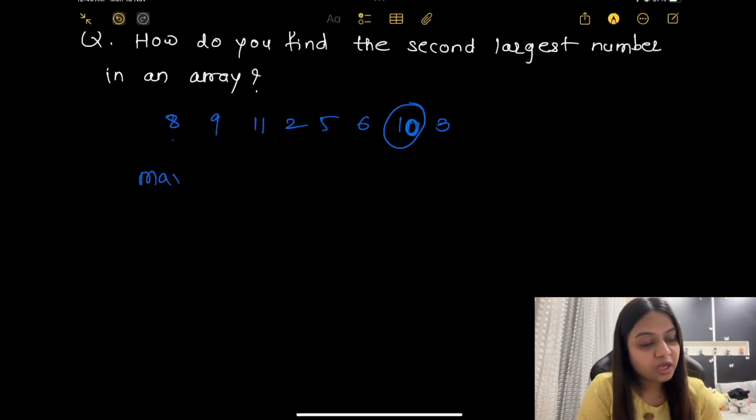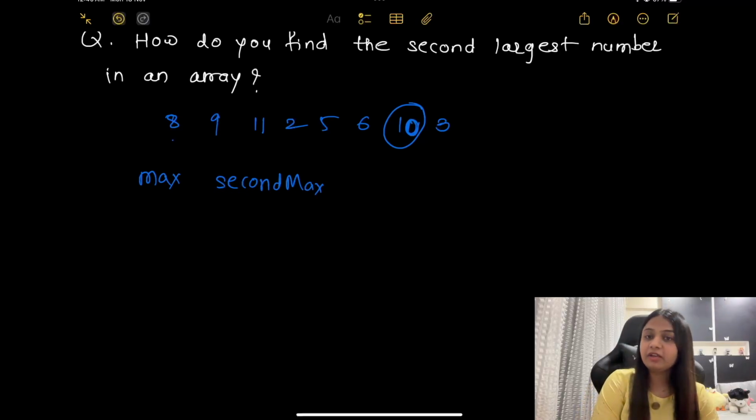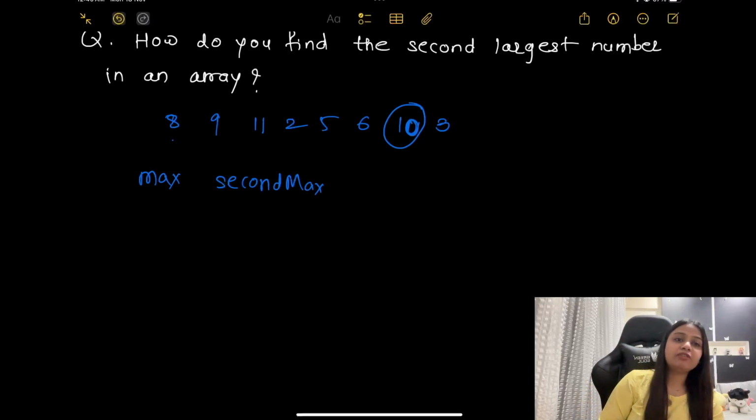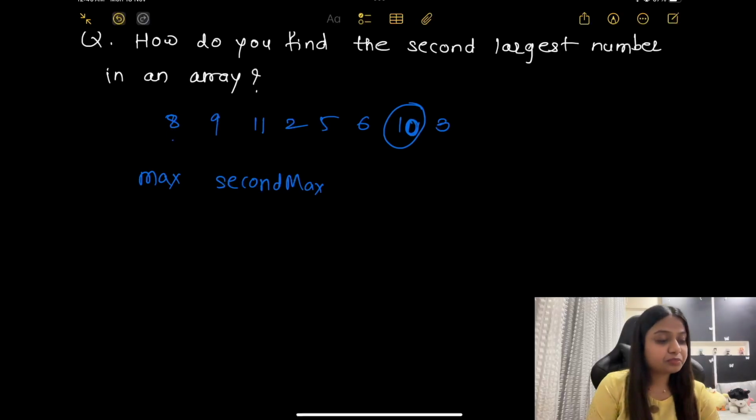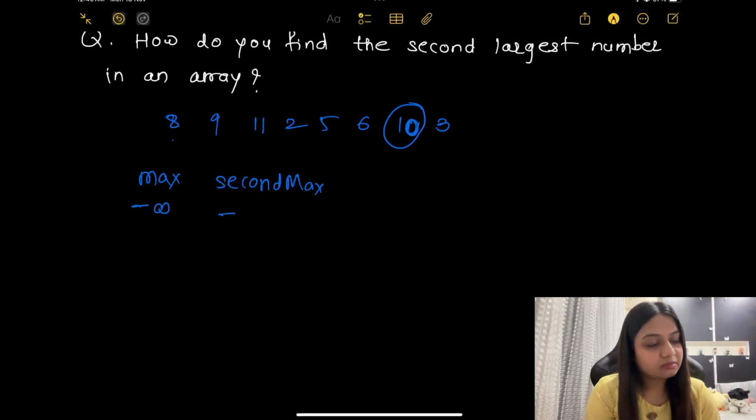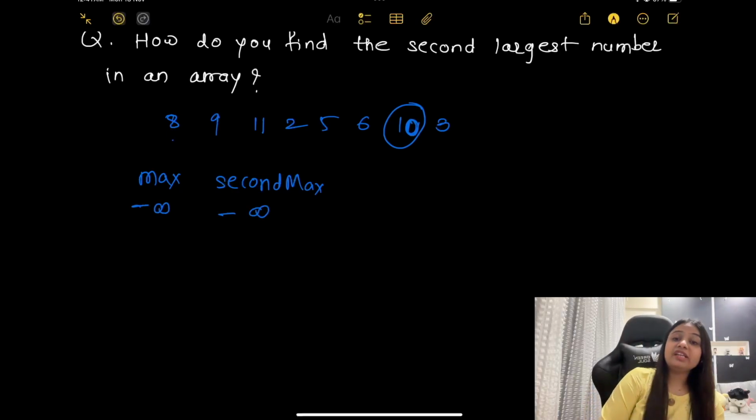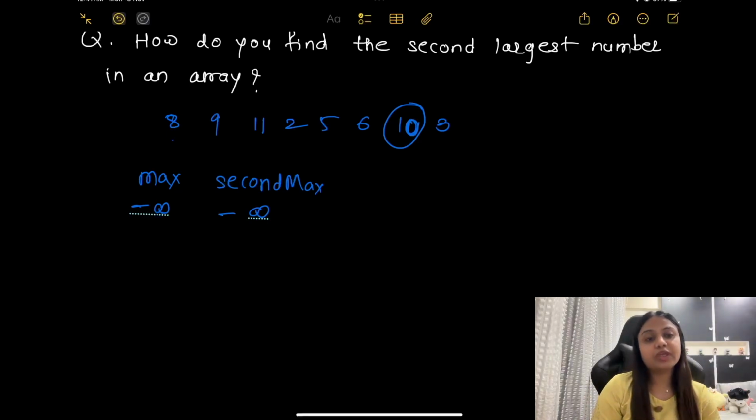Now, we are going to have two variables, max and second max. This can only happen when there are at least two elements in the array, right? So you can add one check: if the size of the array is less than 2, then just return null or invalid input, however you want to handle it. Initially, both of these elements are negative infinity. You can assign the minimum value in your integer range for this.